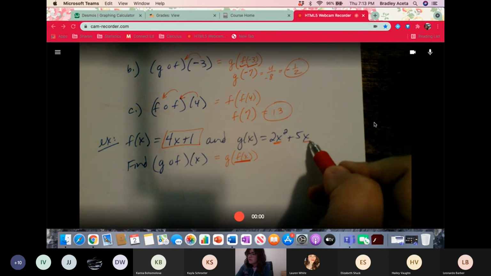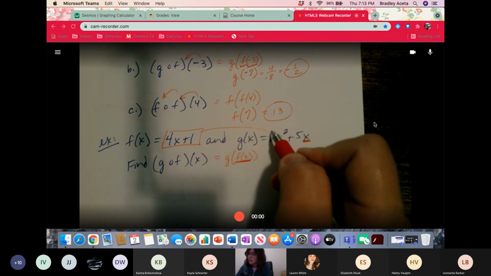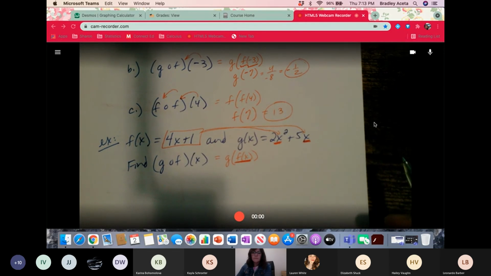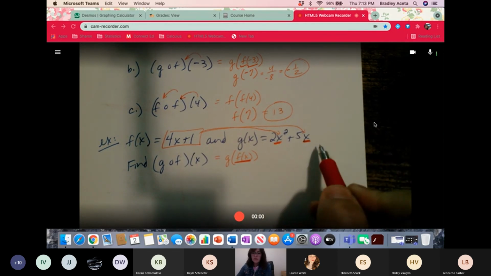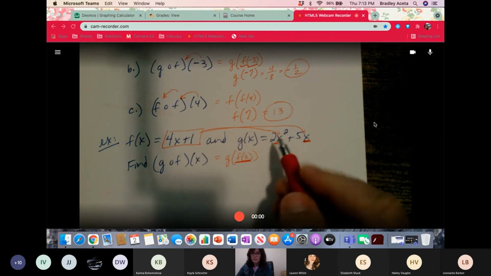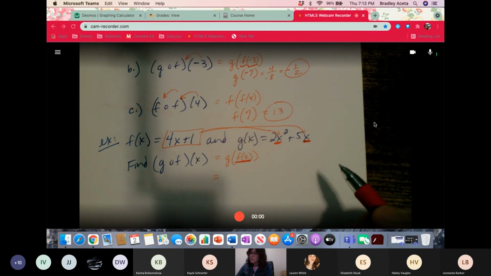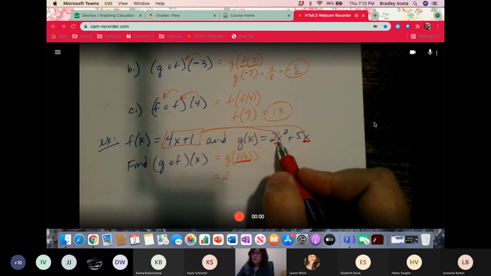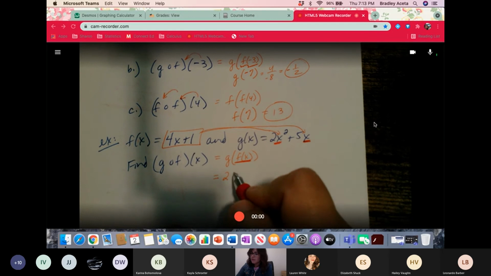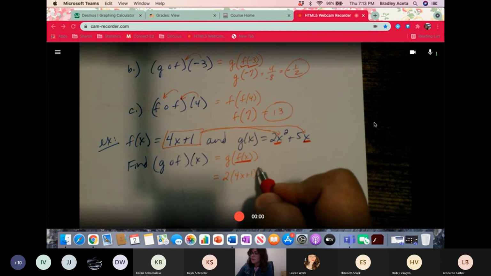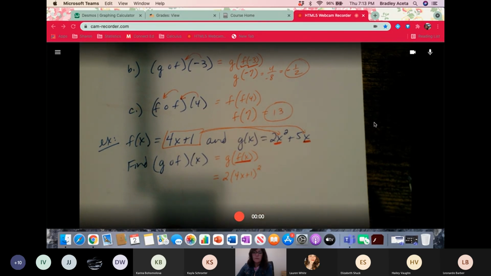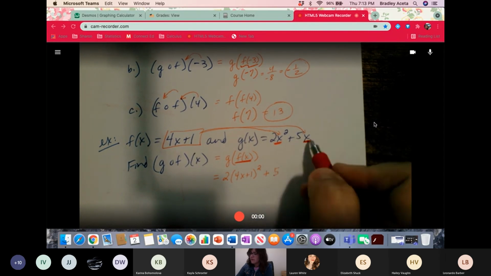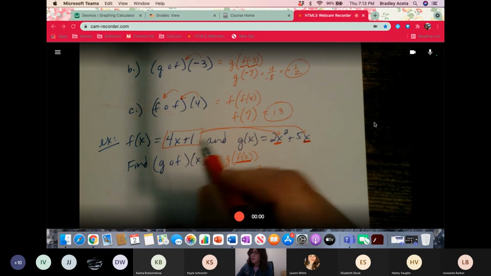I see an x here. I see an x here. I've got to plug that in everywhere I see an x. And I'm going to rewrite this function with that plugged in. So my g function would start off with a 2. Instead of x squared, I'm going to replace that x with 4x plus 1 squared. Plus 5. And again, instead of x, I'm going to put 4x plus 1.